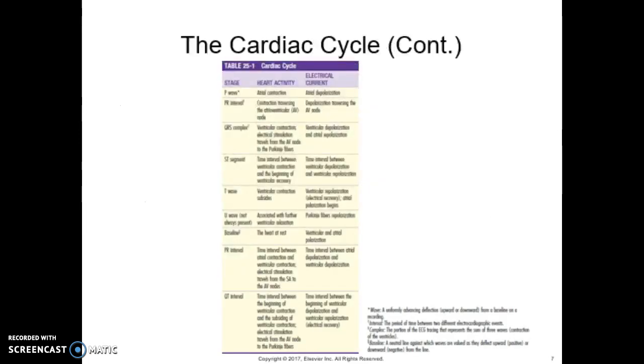So here we're looking at the cardiac cycle, and I just want you to make sure when you're taking your notes that you take time to look at table 25 and really see the different stages there and understand.